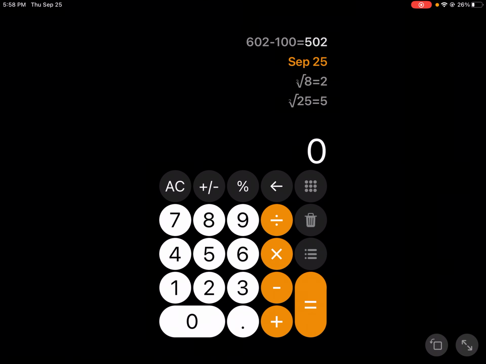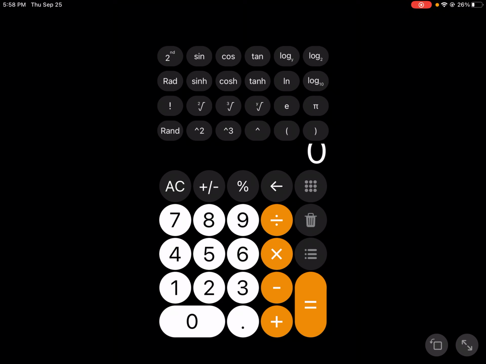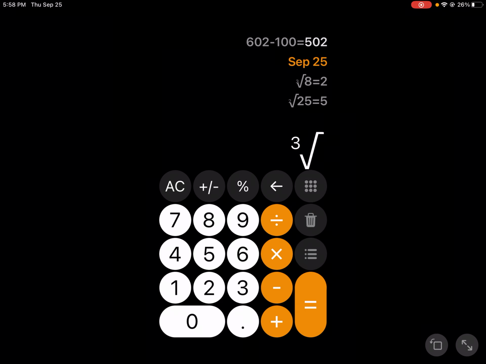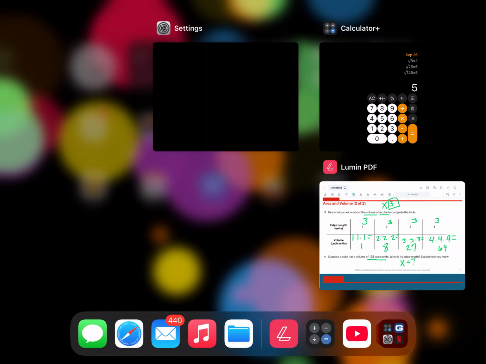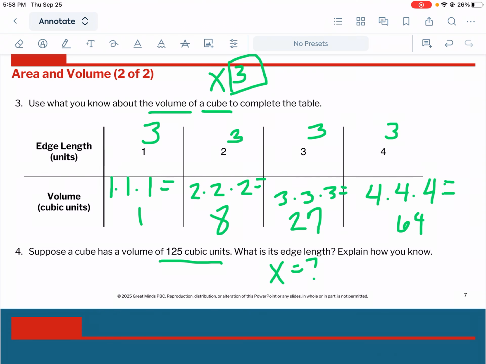But for the sake of displaying it to you, we're going to plug in our cube root symbol, like how we had the square root symbol. That's what it looks like. That's how you work backwards from cubed values. Our number was 125. We're going to plug that in, hit enter or equal, and that gives us 5. So our x equals 5 units.